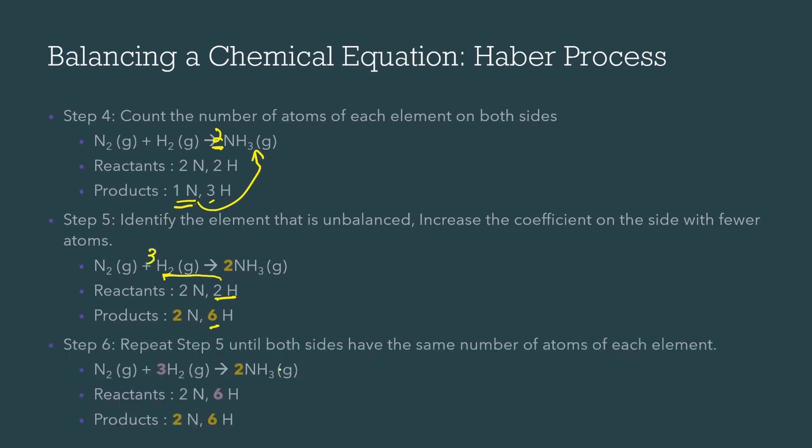So let's double check to see if our equation is already balanced. On the side of the reactants, we have 2 nitrogen atoms. On the side of the products, we have 2 nitrogen atoms. So nitrogen is fine. On the side of the reactants, we have 6 hydrogen atoms. On the side of the products, we have 6 hydrogen atoms. So hydrogen is also balanced. So there we have it, our second balanced chemical equation.